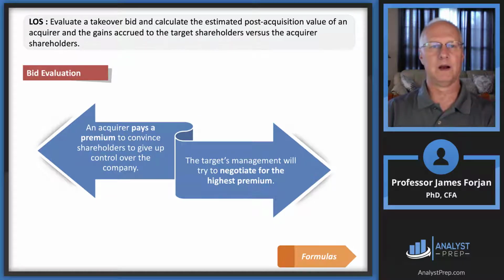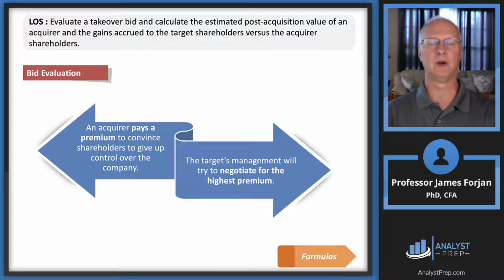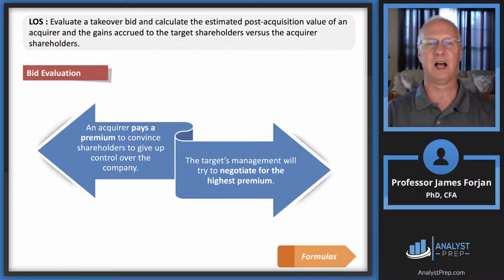All right, moving on to evaluating a takeover bid. All right, bid evaluation. So let's suppose that we have a target out there, and the target stock price is $100 per share. And what did I tell you earlier? The average takeover premium is 50%. So on average, we'd have to offer $150 to take over that company.